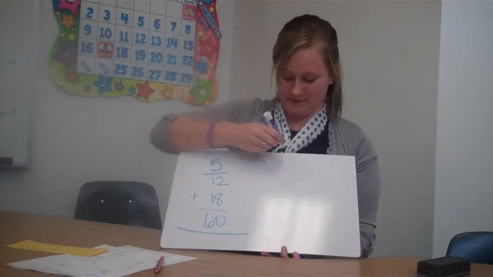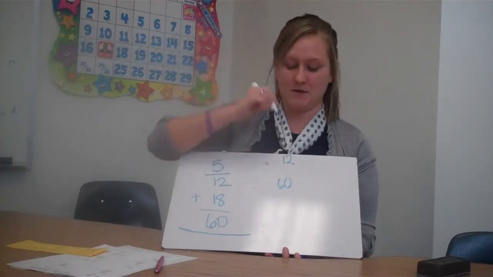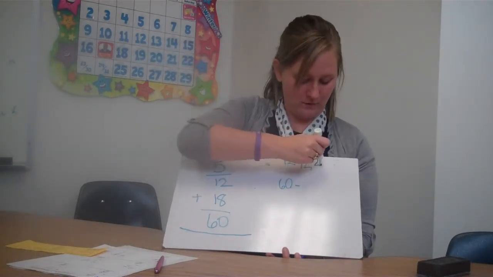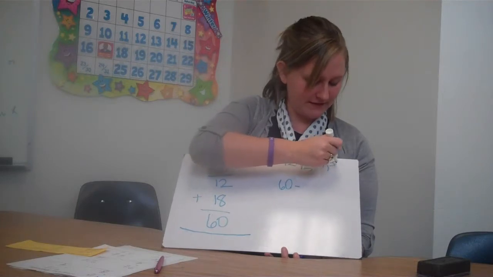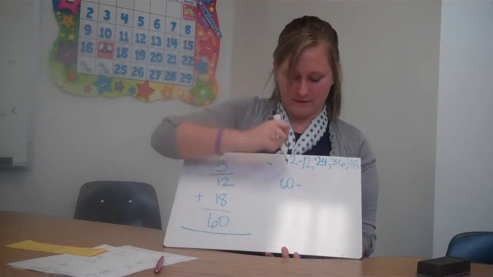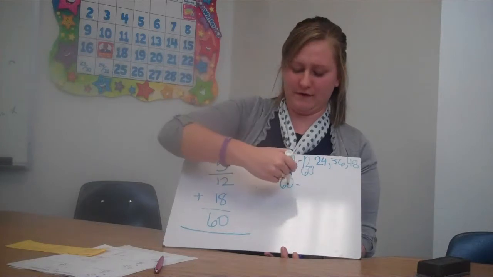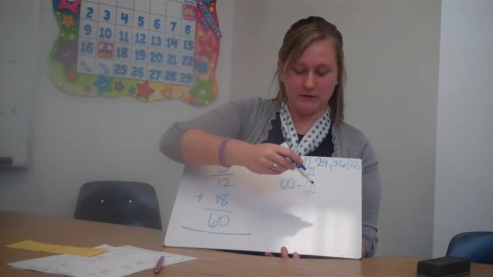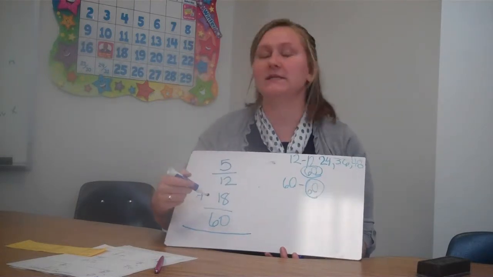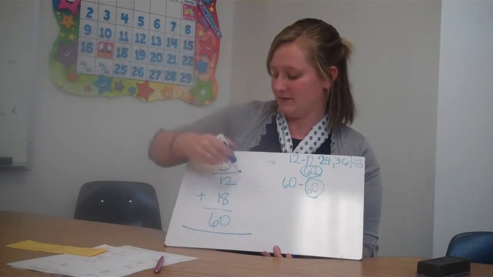12 and 60. Okay, so you would write 12 over here and 60. I count by 12s: 12, 24, 36, 48, 60. The very first one on here would be 60. So our LCM would be 60. So this one, 18/60, does not need to change. It stays the same. 12 does.